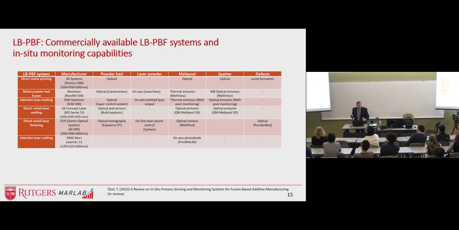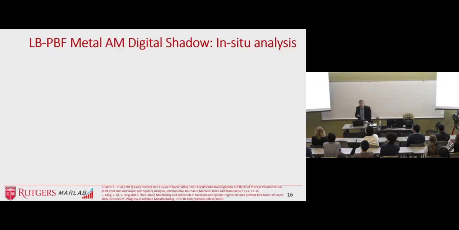So for the direct metal printing, manufacturers the 3D Systems, they use optical for the powder bed, melt pool, and spatter, and for the defects, lump formation. Metal powder bed fusion, and Renishaw, selective laser melting, SLM Solutions, direct metal laser melting. They're all powder bed fusion processes, but they cannot call them powder bed fusion because it's a trademark name. They have to pick something different to uniquely call their product. And then you can see that they're utilizing to a certain degree all those process monitoring systems.